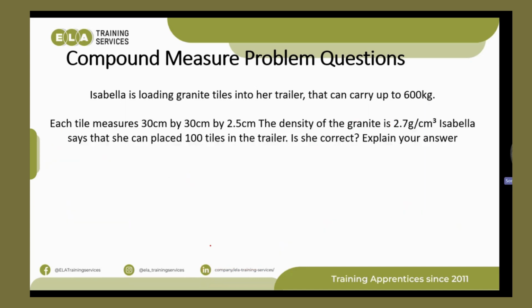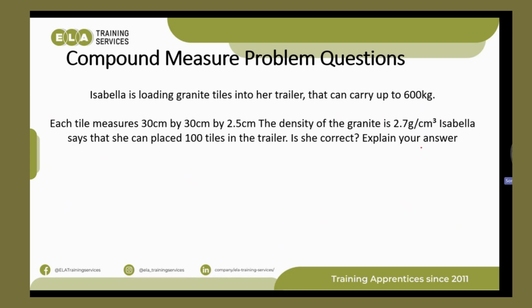Okay. Then, our next one. Isabel is loading granite tiles onto her trailer that can carry up to 600 kilograms. Each tile measures 30 by 30 by 2.5 centimetres. The density of the granite is 2.5 grams per centimetre cubed. Isabel says she can place 100 tiles in the trailer. Is she correct? Explain your answer.